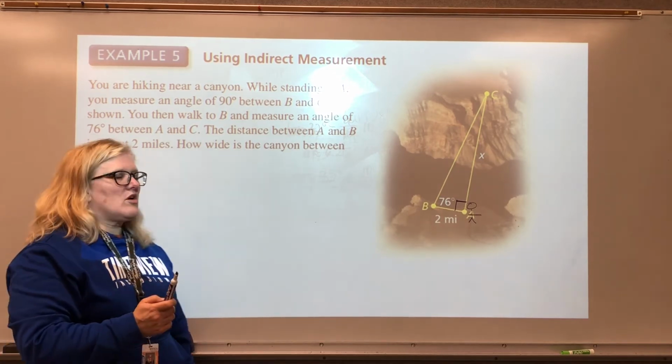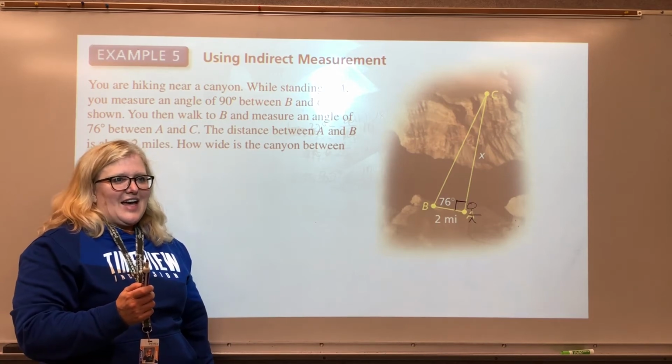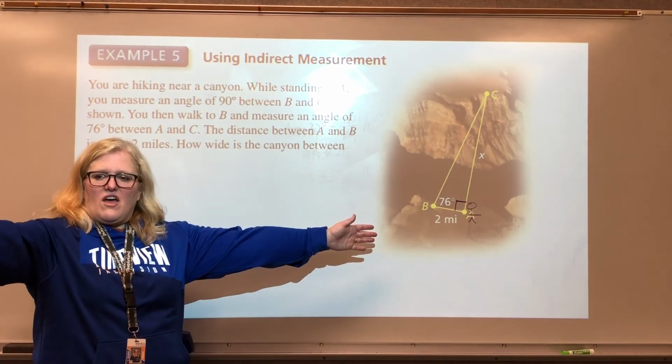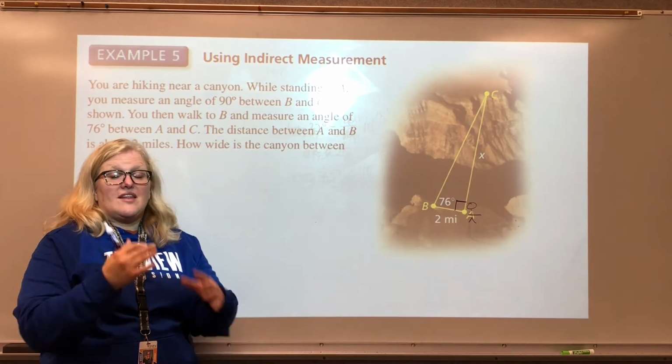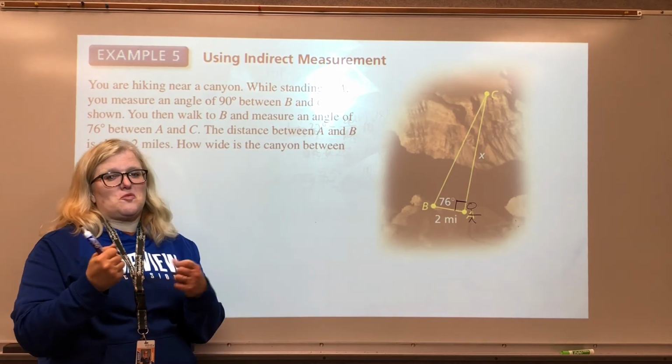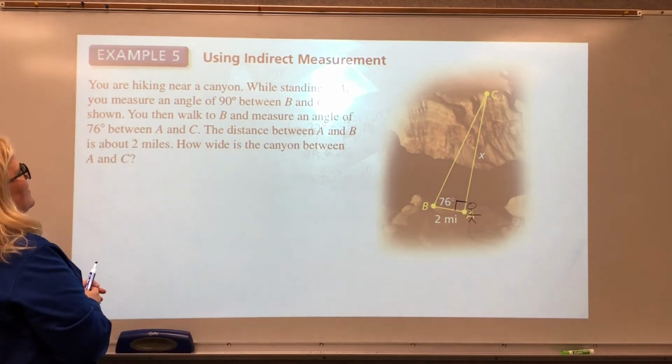Now, how in the world would we do this if we were hiking? Okay, I don't know, like this, and you go, oh, that's 90. Oh, that's 76. I don't know. But surveyors have special instruments that do this kind of thing. So, anyway.